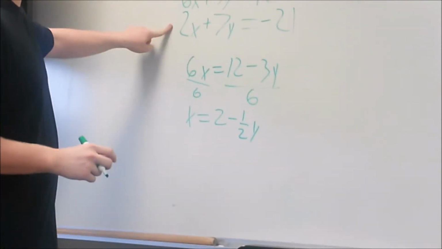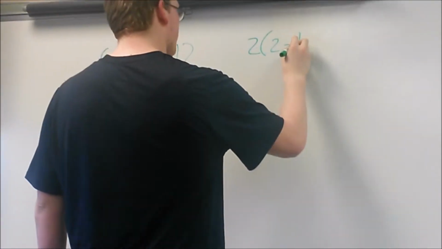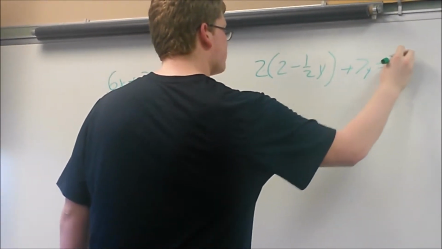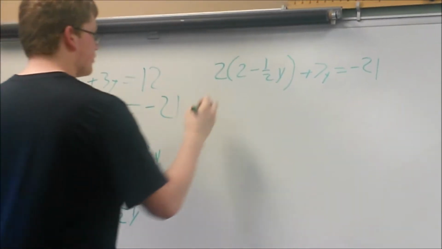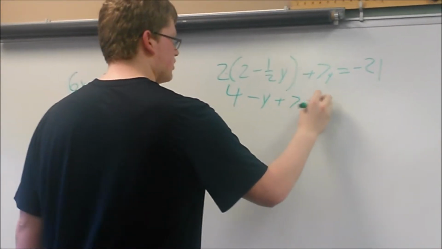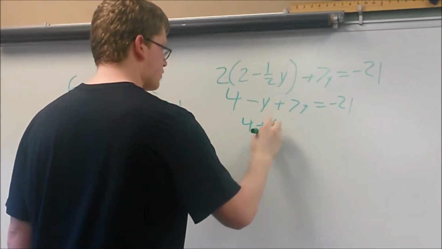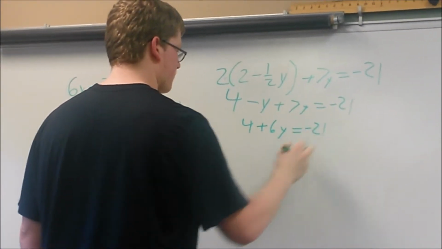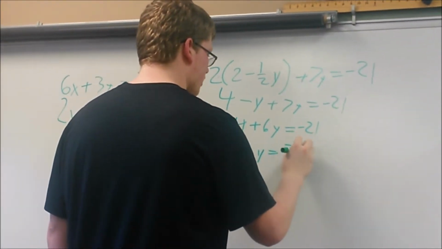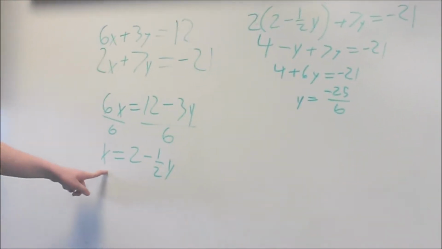Now we're going to plug this into the other equation for x. So we're going to have 2 times (2 minus 1/2 y) plus 7y equals negative 21. We're going to distribute the 2 first, so we get 4 minus y plus 7y equals negative 21. Combine like terms to get 4 plus 6y equals negative 21, and then get the y by itself on one side. So y equals negative 25 over 6. That's what y equals.